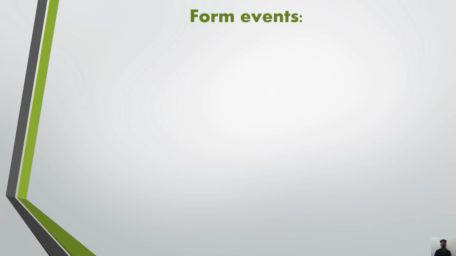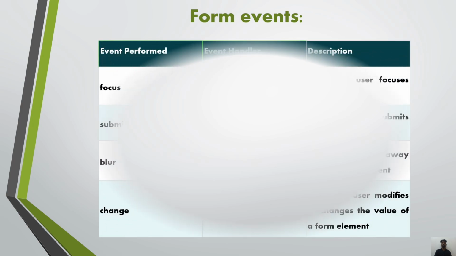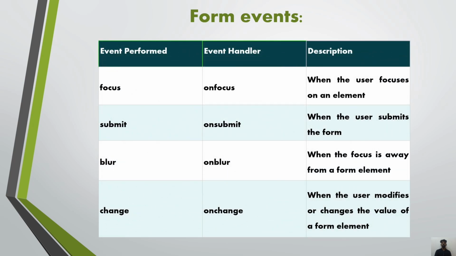Another one is form events. Onfocus. Onfocus is used when a user focuses on an element. Onsubmit. Onsubmit is used when the user submits some action on the page. Onblur. Onblur is used when focus is lost from a form element. Onchange. Onchange is used when a value changes from another value.